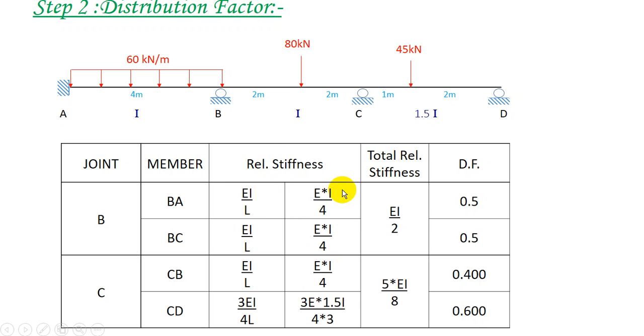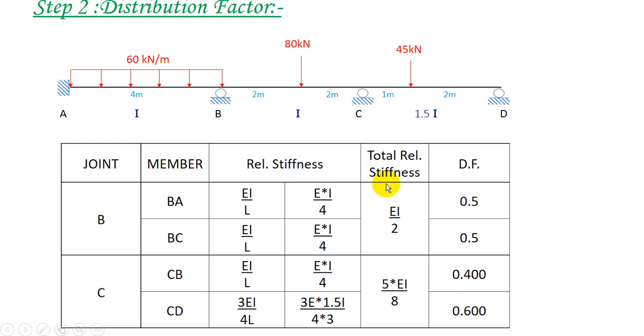For BA it is EI by 4, for BC it is EI by 4 again, for CB it is EI by 4 again, and for CD it is 3 by 4 E into 1.5 I upon 4 into 3, where 3 is the length of member CD. Now in our case, E is constant because I am considering the beam to be of single material. It could be of any material, be it concrete or steel, timber, anything, but it's a single material. That is the reason E is constant.